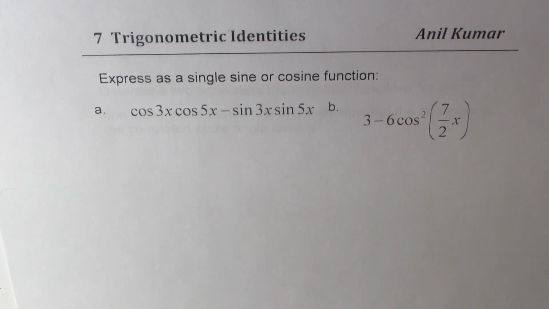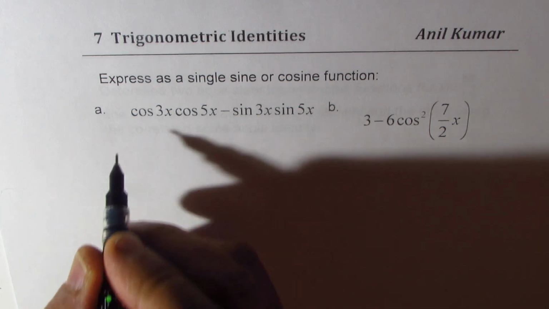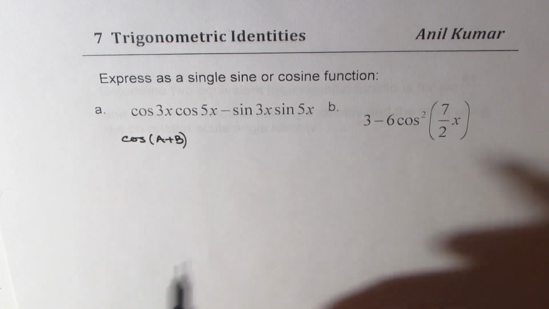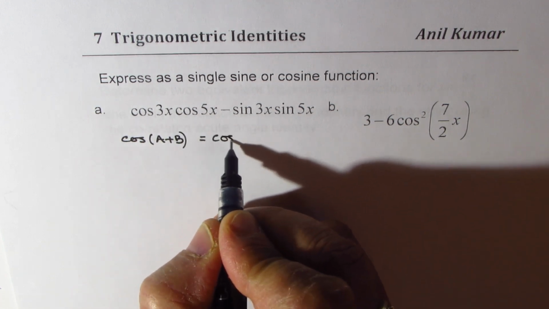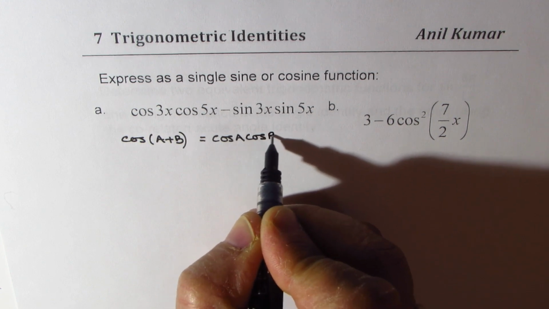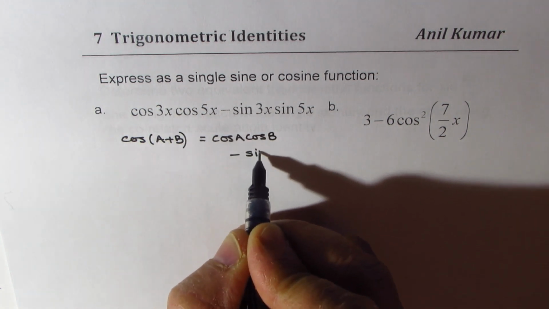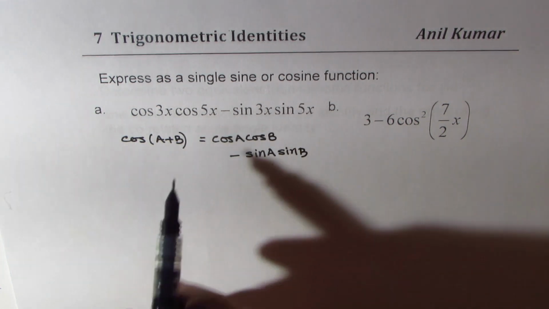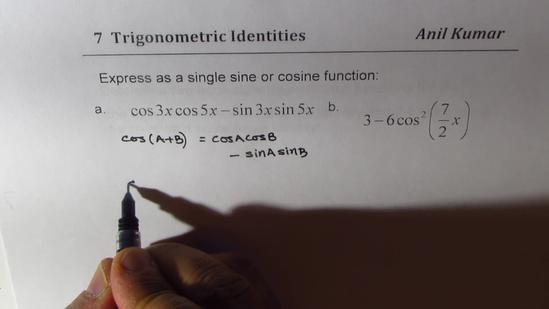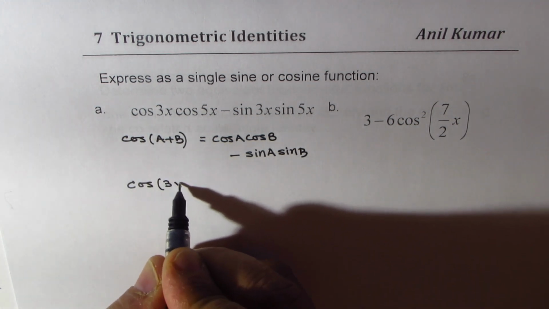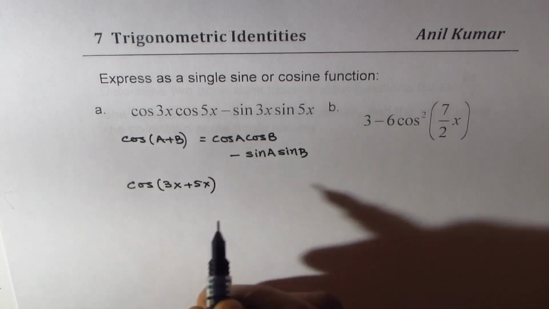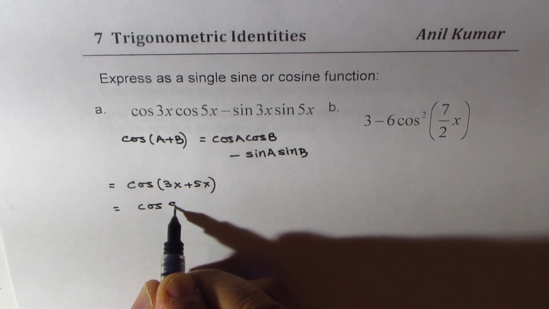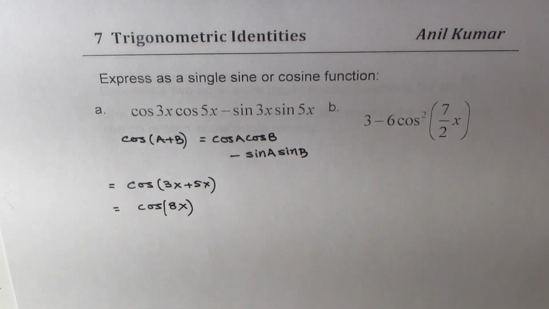It will help you. Now here is direct application of cos of a plus b formula, correct? So you know cos of a plus b is what? Is cos a cos b minus sine a sine b, right? So the right side is given to you. So you can actually combine and you can write this as equal to cos of 3x plus 5x, and therefore it could be written as cos of 8x. Perfect. So that is simple.